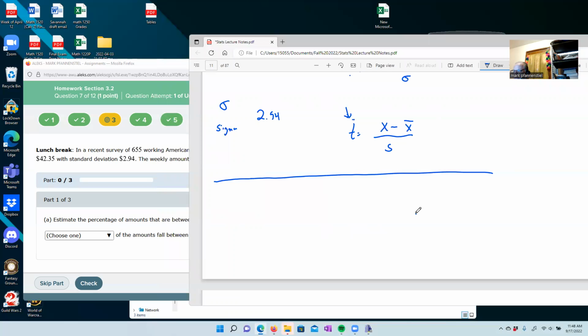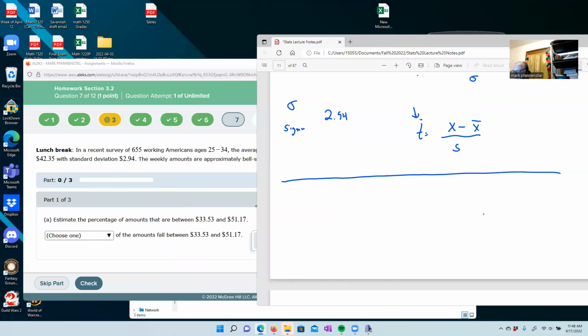So I want $33.53 minus my average, which was $42.35, and then we're going to divide it by $2.94. Usually in this chapter, they're trying to be symmetric, so if we get one, we could probably get the other one. But just to be safe, let's go ahead and do the other side.